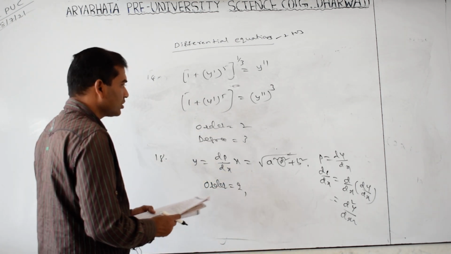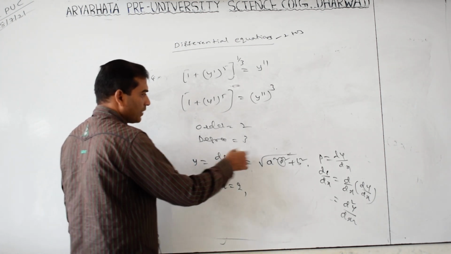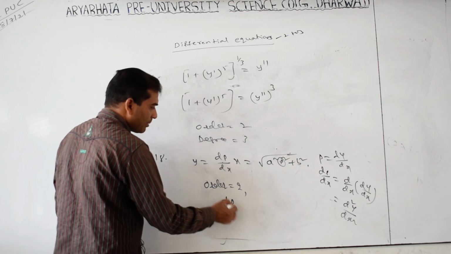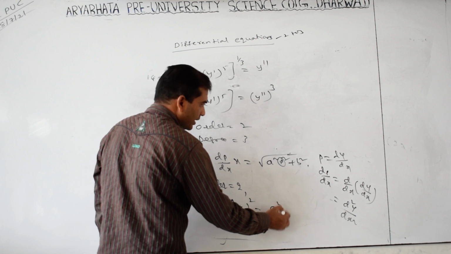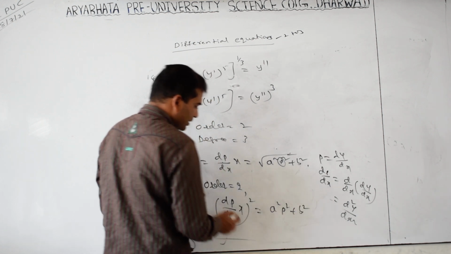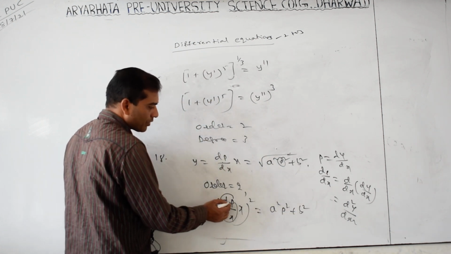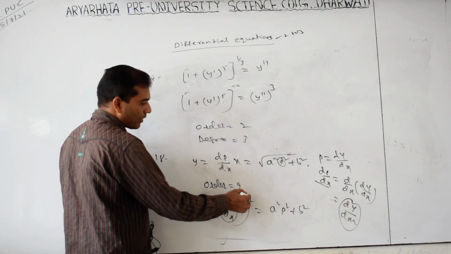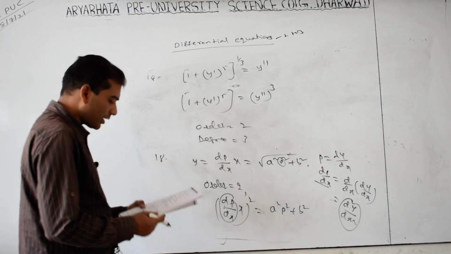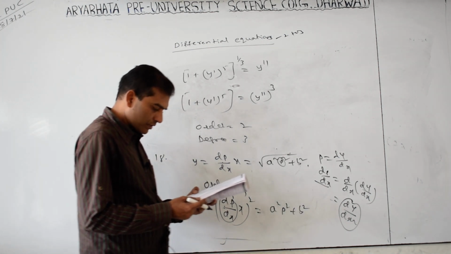So what is the degree? Squaring on both sides, (dp by dx x) whole square equal to a square p square plus b square. This is the second derivative. If you write dp by dx equal to d square y by dx square, power is 2. Order 2, degree 2. That is the first option.